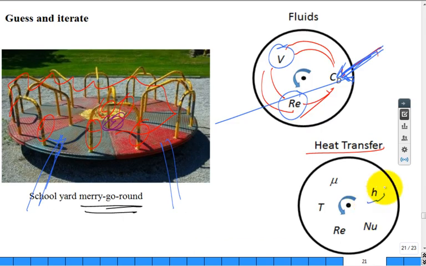Same here. Maybe you say, I have a good idea what h is. Or maybe I have a good idea what temperature is. Maybe I don't have a good idea what the Nusselt or Reynolds number is, or whatever. Just get in the game somewhere. And there you go on the merry-go-round of iteration.